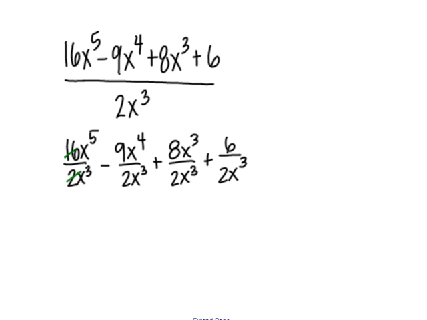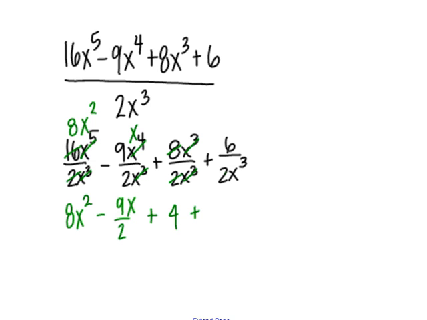2 goes into 16 8 times. Subtracting my exponents, I would get an x squared. So this is 8x squared. My next term is negative, so I'll bring down the minus. 9 over 2 doesn't simplify, so I'm going to leave that as 9 over 2. Subtracting the x's, 4 minus 3 would give me 1x in the top, which would go with the 9. My next term is positive, bring down the plus. 8 divided by 2 would give me a 4. The x's cancel out.